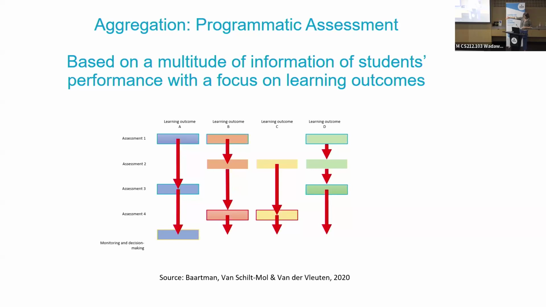So on the left-hand side, that would be the data points. So you have different data points, and not all data points cover all learning outcomes. That's impossible. But you need enough data points for all learning outcomes to monitor student progress, and in the end, make a decision. You can make a decision about each learning outcome, but often this is done more holistically. That's a debate sometimes. But importantly, this is how aggregation of assessment information works in programmatic assessment.